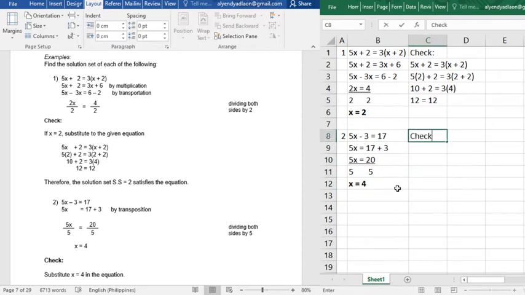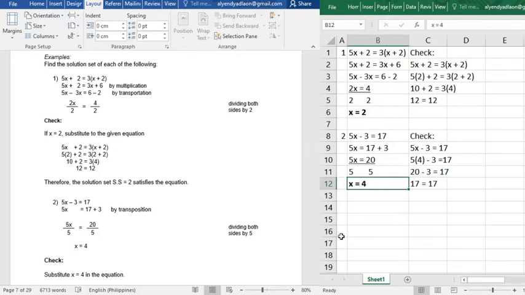Now to check if 4 will really satisfy our equation, we will copy our equation. And then 5 multiplied by x, that is 4, minus 3 equals 17. 5 times 4, that is 20, minus 3, we have 17. And 20 minus 3, that is 17, equals 17. So this statement is true, and so therefore, 4 satisfied our equation. So, 4 is our solution set.